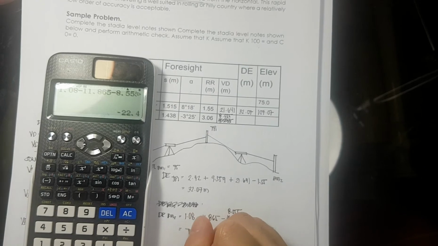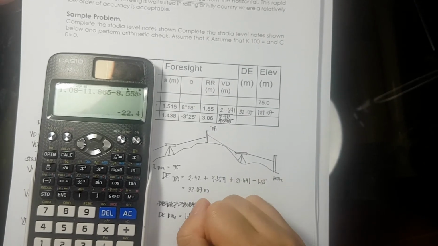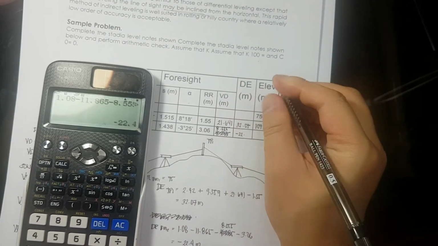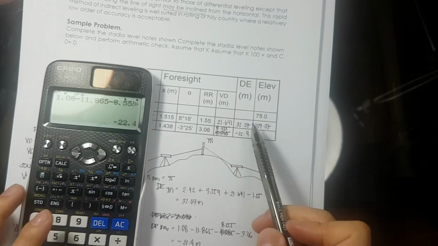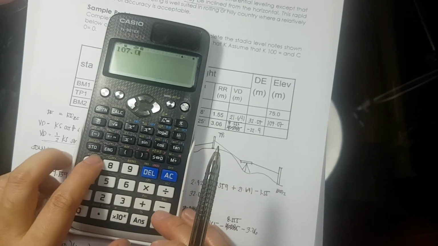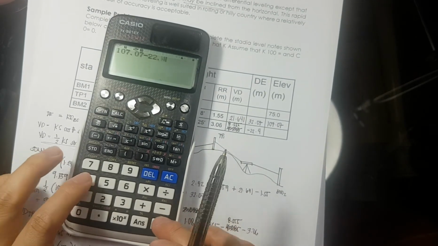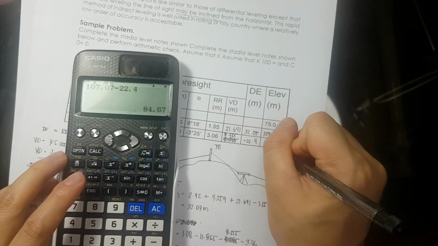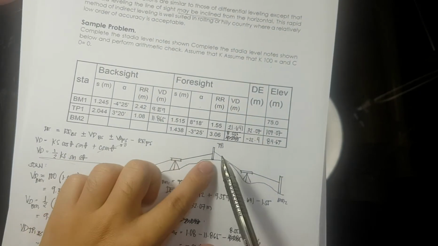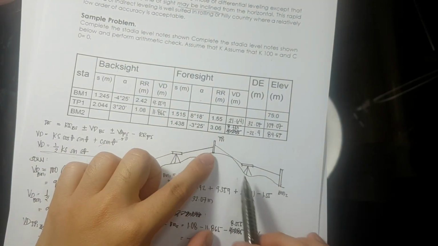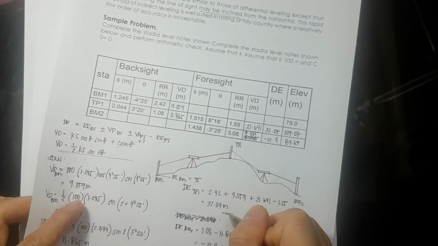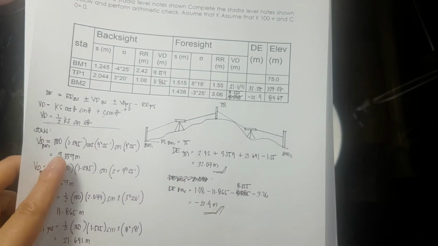And that is equivalent to negative 22.4 meters. So, we have here negative 22.4. Okay? So, we just simply add them. So, we have here 1.07 plus negative 22.4. And that is equivalent to 84.67. So, if we're going to check, tama, because the elevation of the TP is higher than the elevation of the BM2. So, mas mababa yung elevation ni BM2. So, that's how you solve for the difference in elevation.